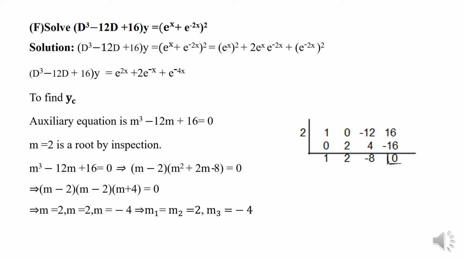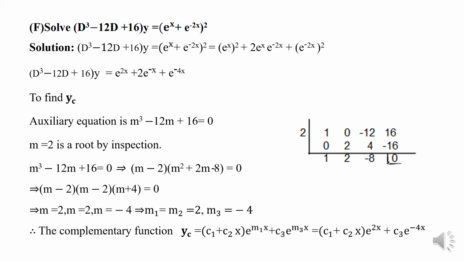So yc is equal to c1 plus c2x e power m1x plus c3 e power m3x, that is equal to c1 plus c2x e power 2x plus c3 e power minus 4x.